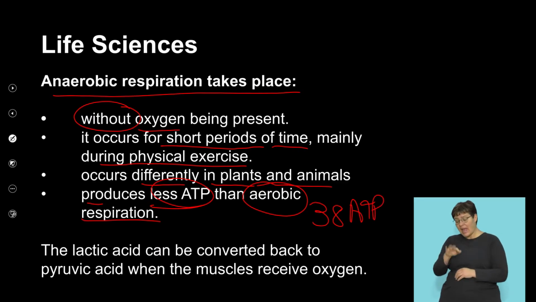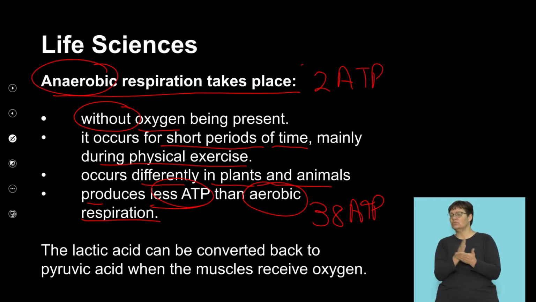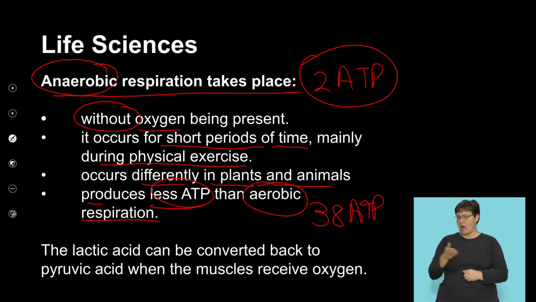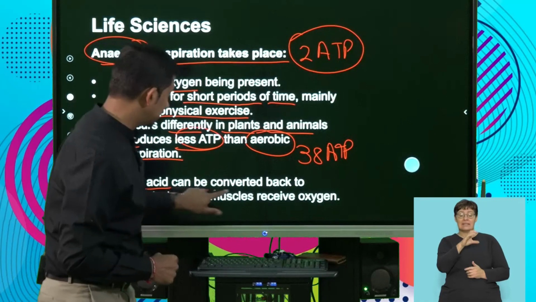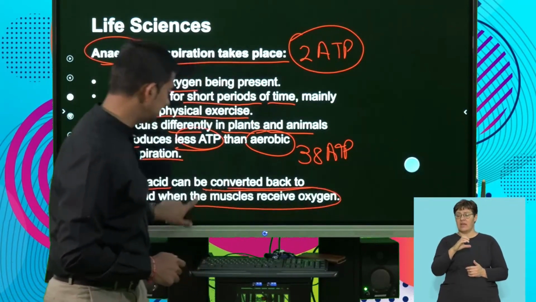However, anaerobic respiration produces only 2 molecules of ATP. And so we see a significant difference. And again, this is a mechanism that ensures that there is some energy produced in the absence of oxygen. The lactic acid can be converted back into pyruvic acid when the muscles receive oxygen.